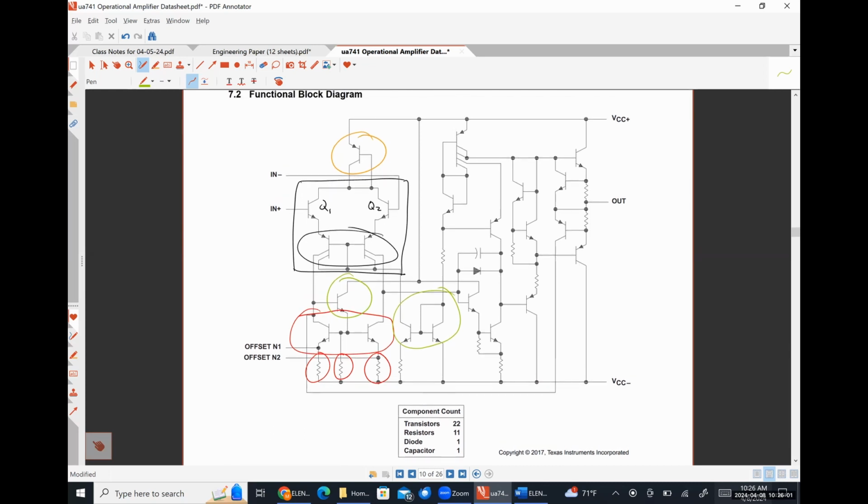Let's see. Effectively everything to the right of this line is what's called a push-pull output stage, which we might get to talk about in this class, but if we don't, and you give a shit, we'll talk about it in integrated circuits. Let's see, taking my output.